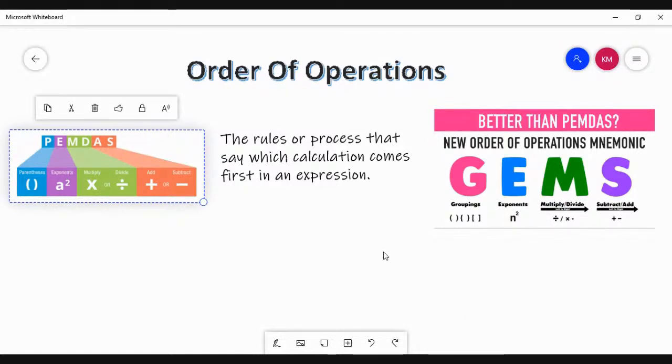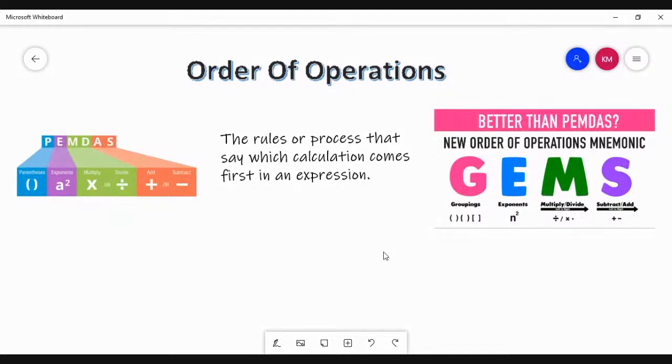Okay, class, we are learning about the order of operations. What is the order of operations? Well, the order of operations is the rules or process that say which calculation comes first in an expression.